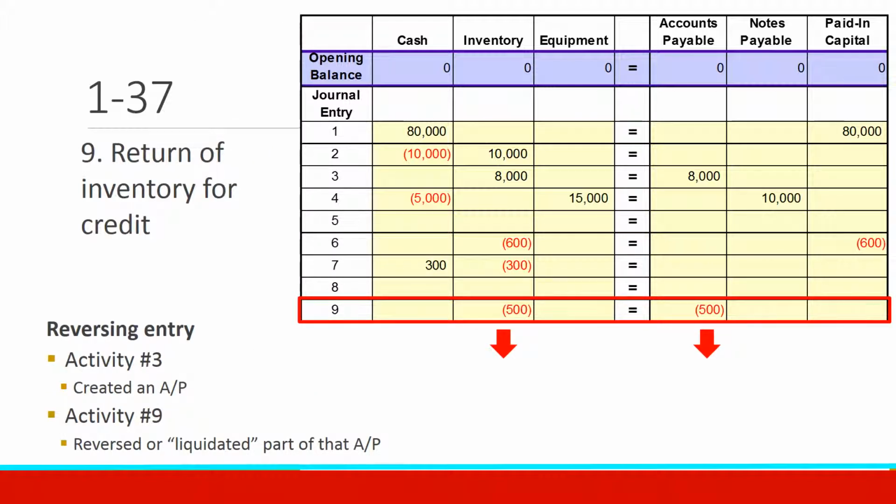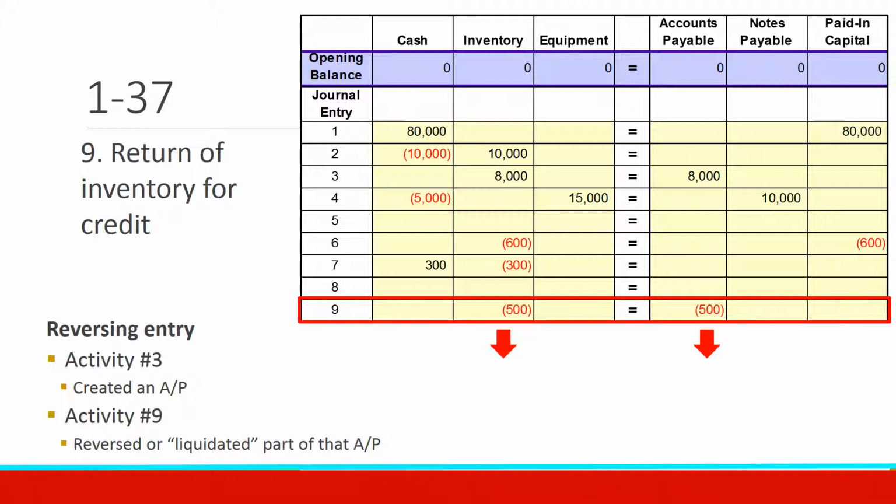And now we're going to move on to activity number 9. You continue to look through that second shipment of inventory that you received, and this time you discovered some of the inventory is just of unacceptable quality. So you're going to return 500 euros worth of inventory. In this case, you're not going to get cash back. What the vendor decides to do, because they had extended credit to you and you never paid for it, is they're going to reduce the amount you owe them.